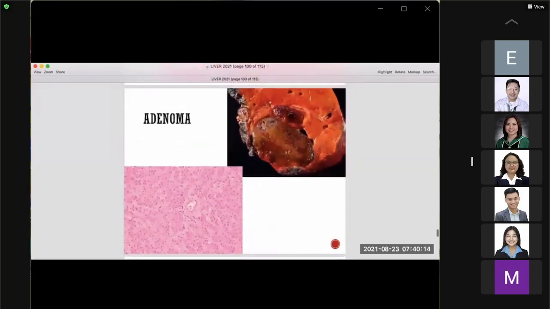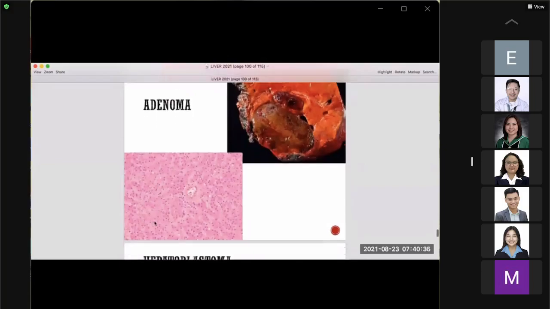Adenoma, there is this tumor, a circumscribed tumor that is found in the liver. Whenever a tumor is found, then a biopsy must be done. And if it turns out to be composed of benign cells like this one, then it's just an adenoma. It's a benign glandular tumor in the liver.